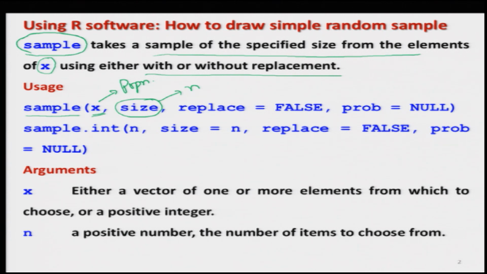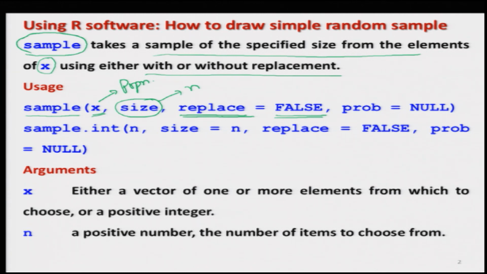Then there is another option, replace. This replace is a logical parameter which can take two possible values, true and false. And true and false are going to indicate whether the sampling scheme is SRSWR, that is with replacement, or without replacement. So, that goes by the logic of the word.